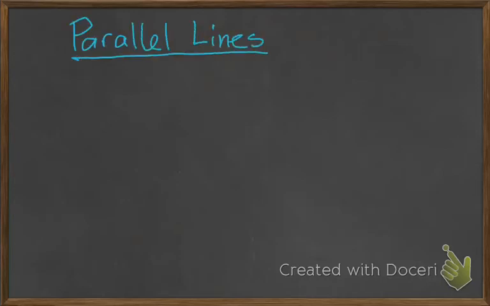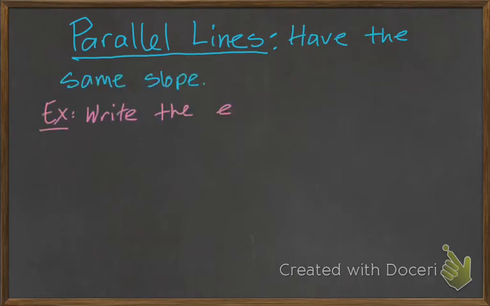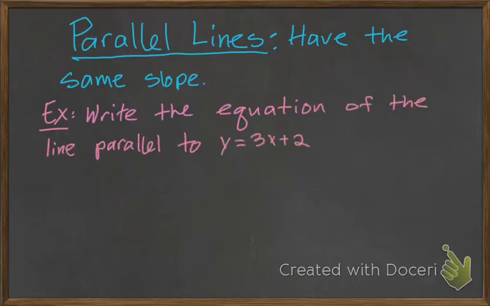So we want to talk about parallel lines and perpendicular lines. Parallel lines first have the same slope. As an example of how we use that, as in our homework, let's write the equation of the line parallel to y equals 3x plus 2 and passing through the point (1, 3).